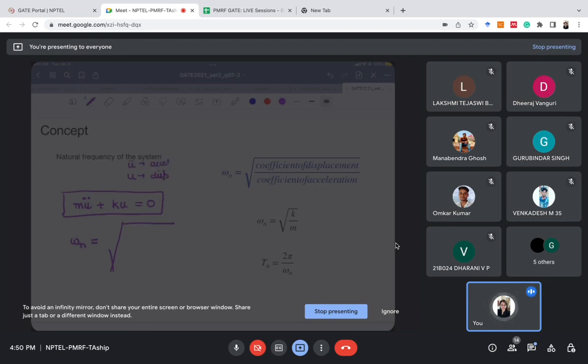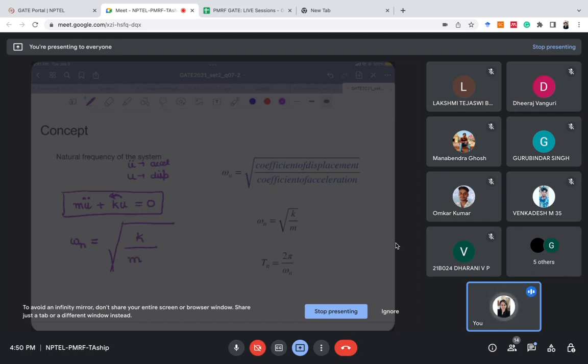For those who are new to structural dynamics, you should not get worried about this. You just should remember this formula. I'm just telling you how this formula comes. So omega n is basically the coefficient of displacement divided by the coefficient of acceleration. The coefficient of displacement is k. Coefficient means the thing which is near to it. So the coefficient of displacement is k, divided by the coefficient of acceleration, which is m.